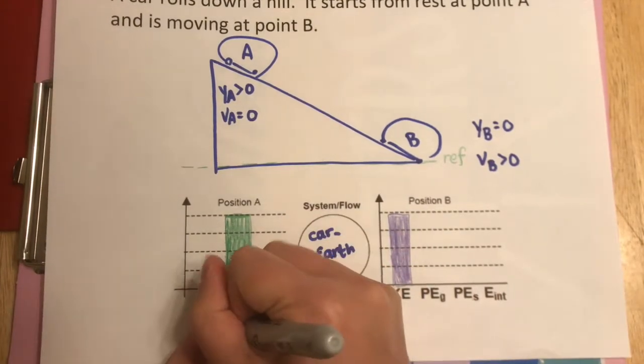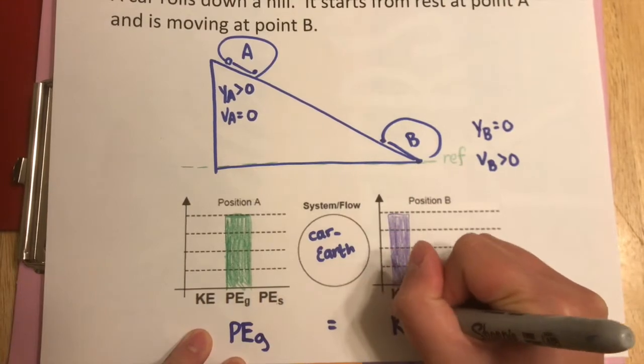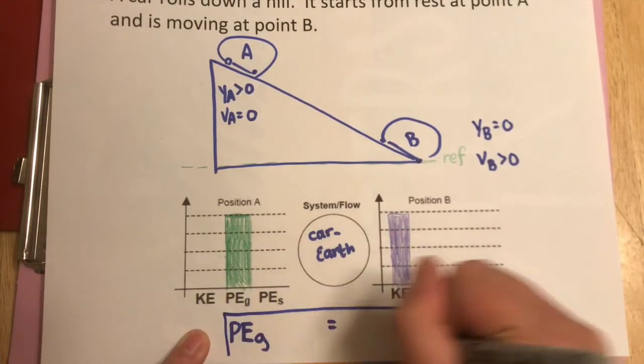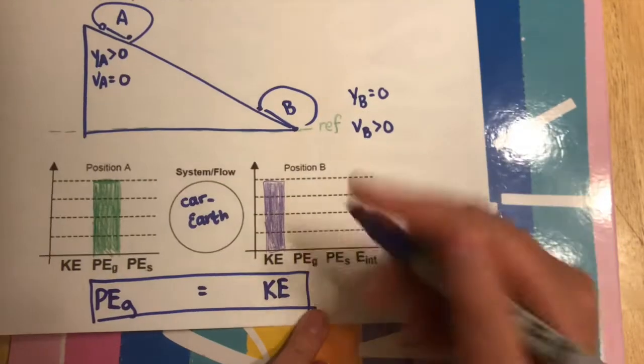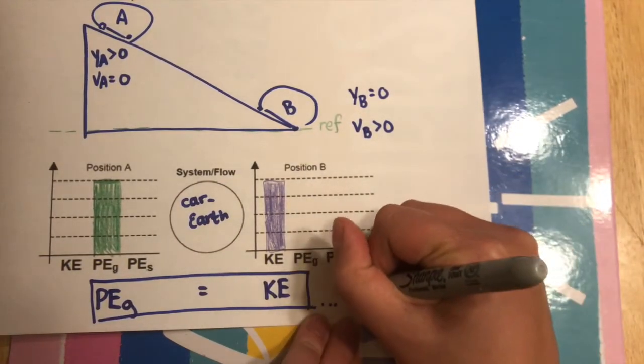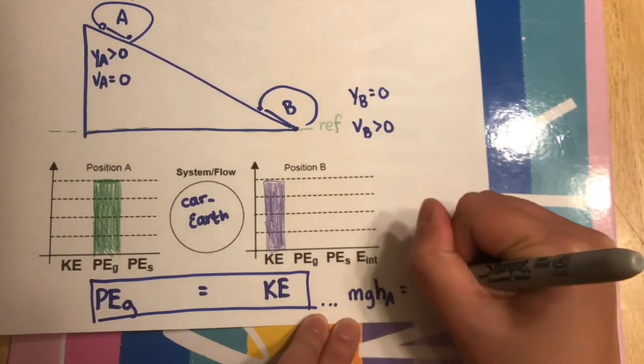Writing a quantitative equation for the system then would be that potential energy at point A is equal to the kinetic energy at point B. Though, if you really wanted to, you could also substitute in mgh at height A is equal to 1/2 mv squared at point B.